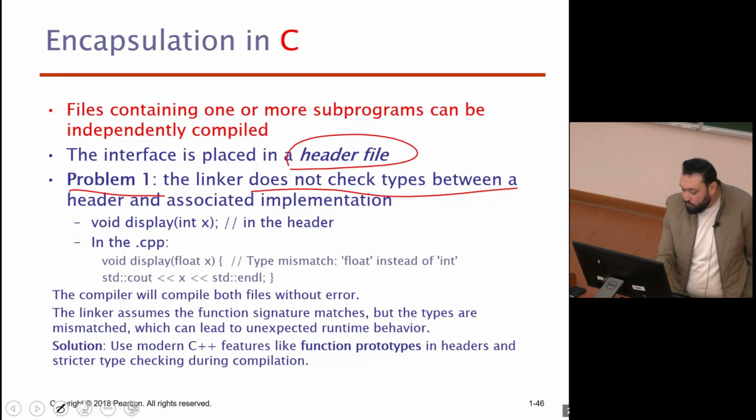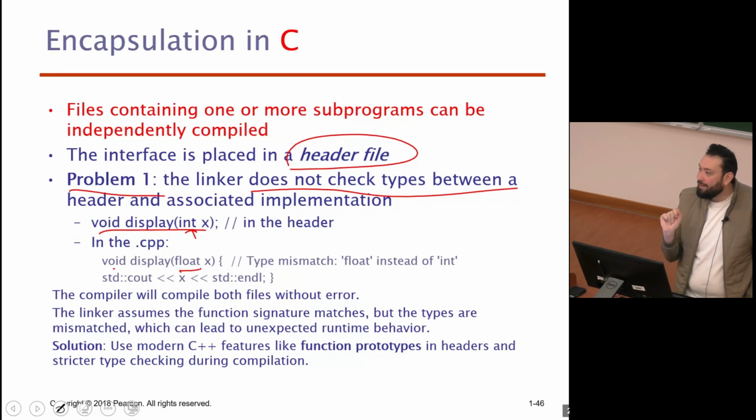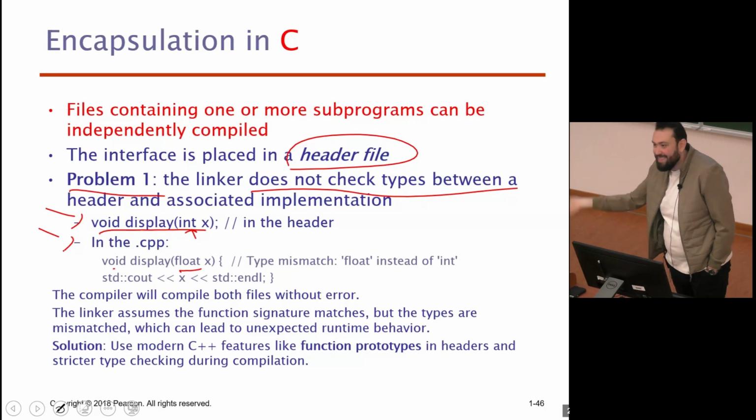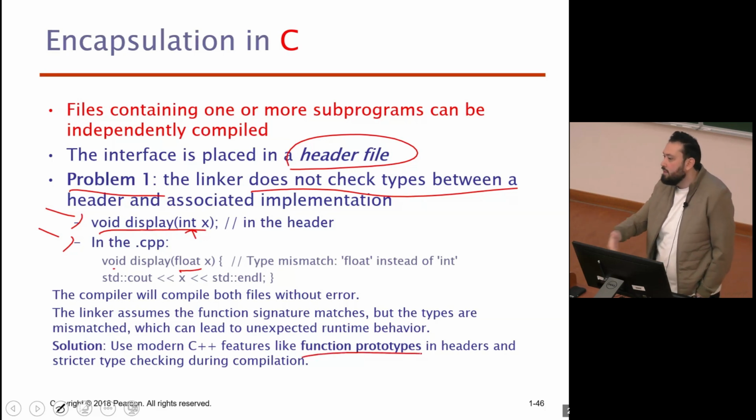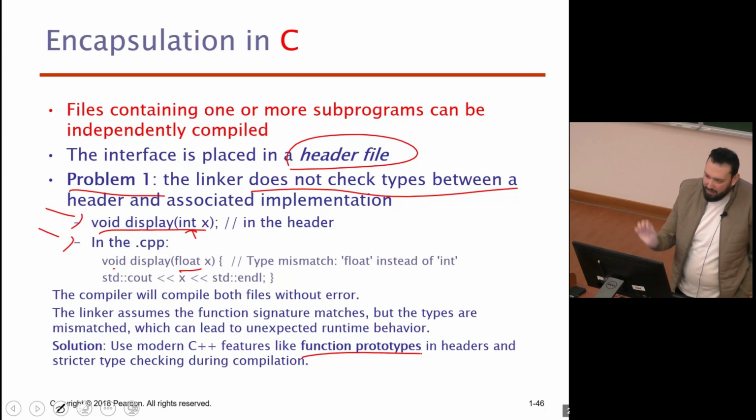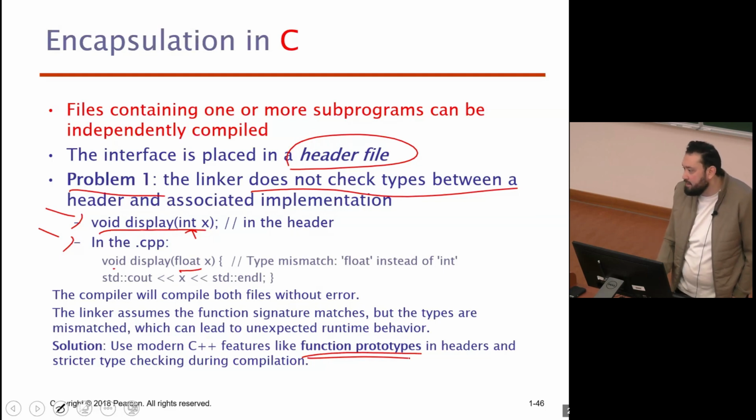In this case, what will happen if you define something in the header file as void display and it takes an int, and then in the actual CPP file, you say void display float x? It will not catch it at compile time, because it compiled this separately and then this. It will only make the error at runtime, not at compile time. So the compiler will compile both files without error. To solve this, that's why we have the function prototypes. We're not going to go through this. I'm sure that you covered this and we mentioned it a bit last time. The function prototypes will protect you from having these issues.